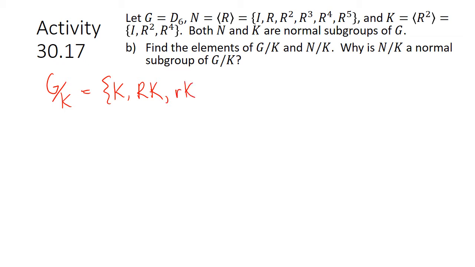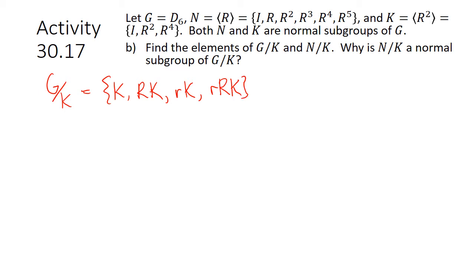So I think big R times K will give us all of the other rotations, and then little r times K will give us some of the reflections, and then for the rest of the reflections, I believe we can get them by doing little r times big R times K. Okay, so that'll be the 4 cosets there.